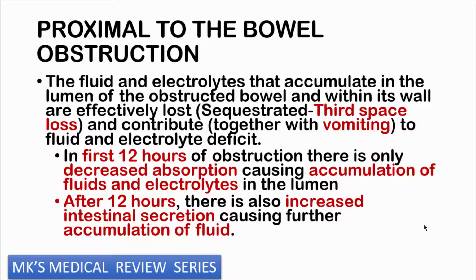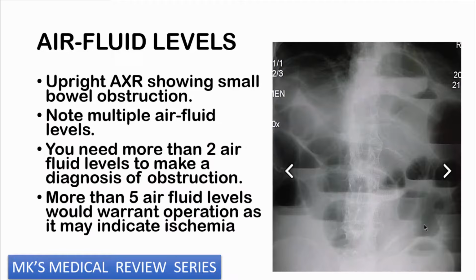But after 12 hours, there's this accumulation of fluid already in the gut, decreased absorption, and in addition to this, the gut itself starts producing fluids. So there's going to be increased intestinal secretions, which is further going to be causing accumulation of fluid in the proximal space, and that's what's going to be causing the dilatation. And of course, if the small bowel is dilated, it means that even the abdomen is going to be dilated. So the second feature that you're going to be seeing is abdominal distension. So you have severe colicky abdominal pain, you also have abdominal distension.